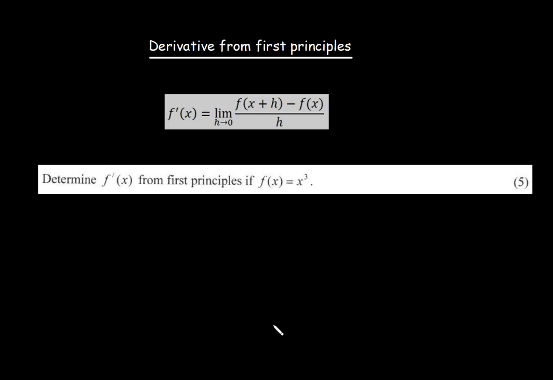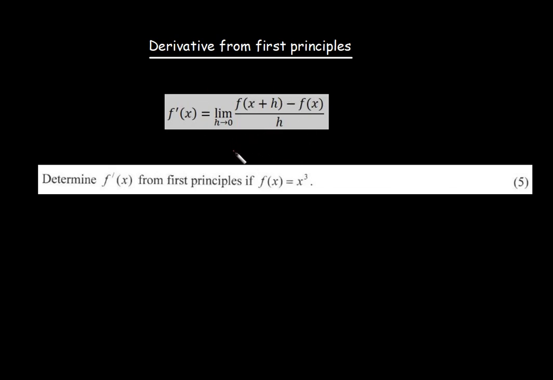Okay, so without wasting any time, this is the formula that we use whenever we're talking about the derivative from first principles. We say the derivative of f is equal to the limit of f at x plus h minus f at x, over h, as h tends to 0. Now, if you want to know where this formula comes from, you are welcome to go to my previous videos where we thoroughly explain where this comes from.